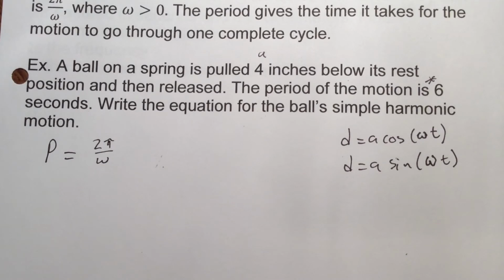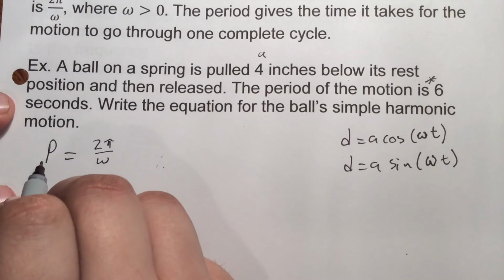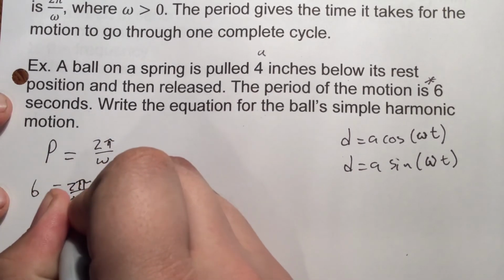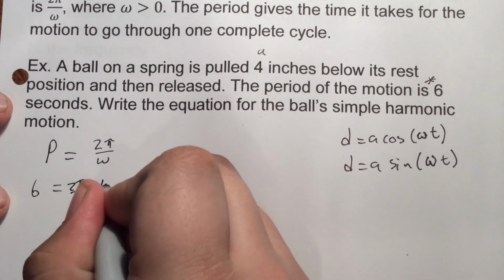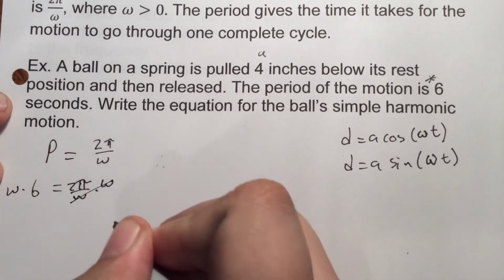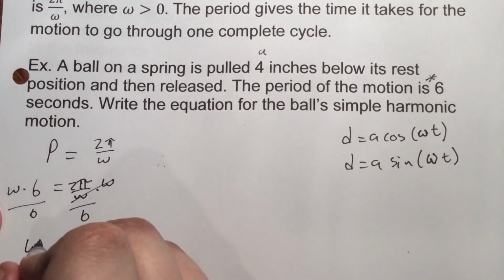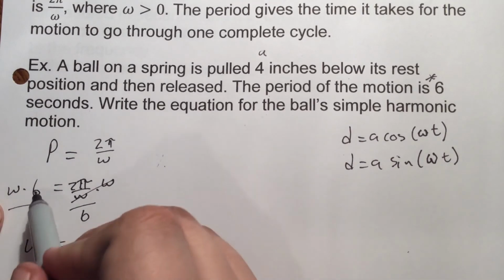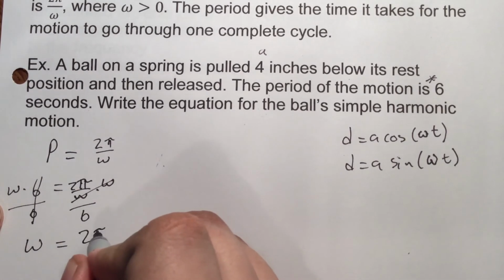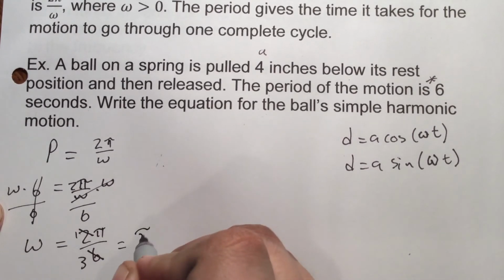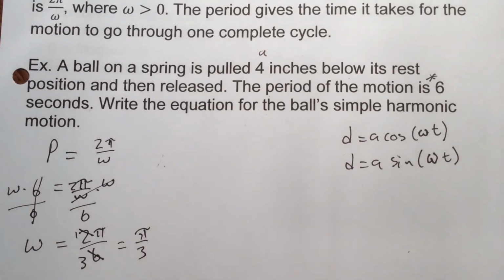The first thing we're going to do, though, is find omega, because we need omega in order to even do this. So if the period is 6 seconds, we put 6 in for P, and we have 2 pi over omega. We multiply by omega, and then divide by 6 in order to get omega by itself. Dividing by 6, we have 2 pi over 6, which we can reduce to 1 over 3. So in other words, pi over 3 will be our omega.